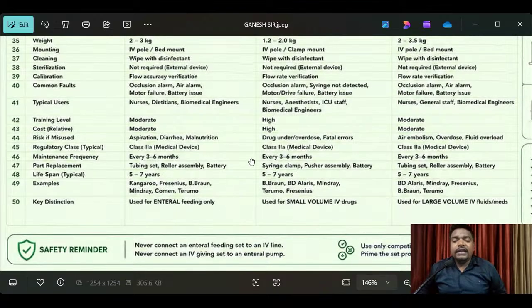Now I want to give a safety reminder: never connect an enteral feeding set into an IV line, and never connect an IV giving set into an enteral pump. Please keep this in mind. Many junior engineers and nursing staff may not have any idea, and they ask, sir, these are all pumps, can we not give through any pump? That is stupidity.